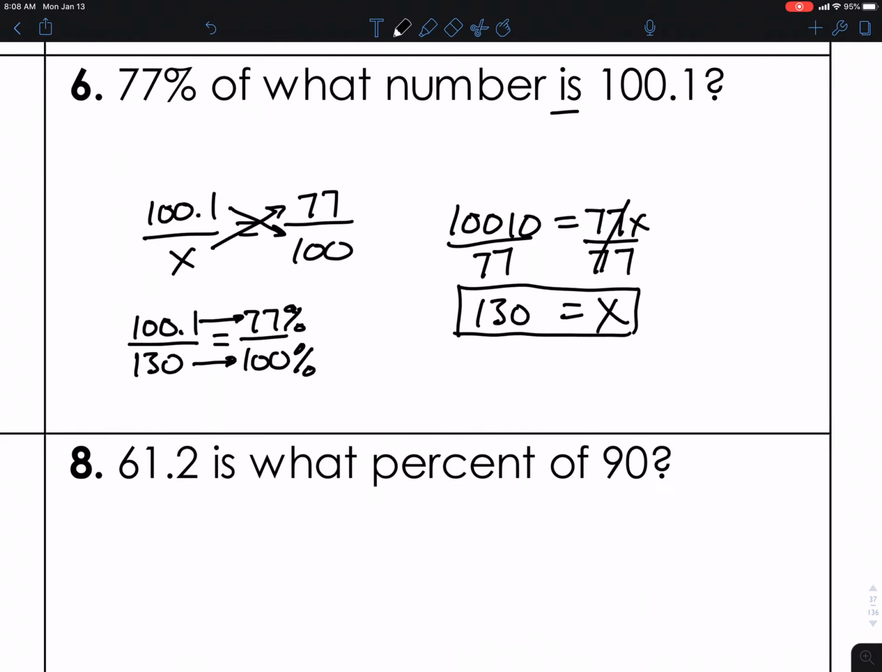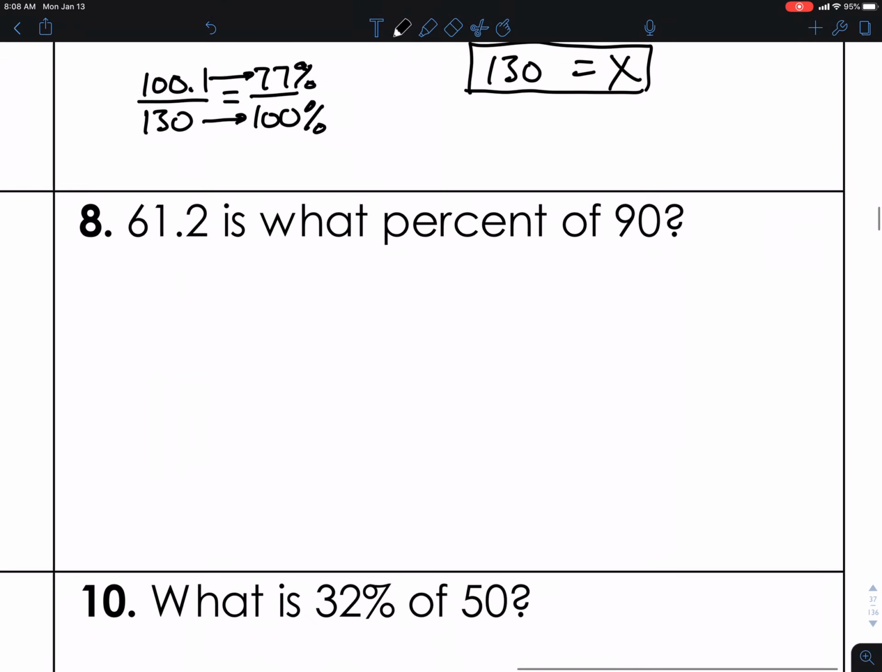Let's go on to number 8. 61.2 is what percent of 90? Again, bar equals bar 100. Is, where does my is go? Upper left. 61.2 is what percent? We don't know. Of, where does my of go? Goes in the lower left. Just go back and look at the notes above.